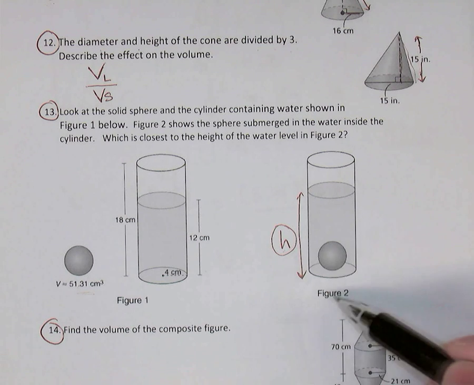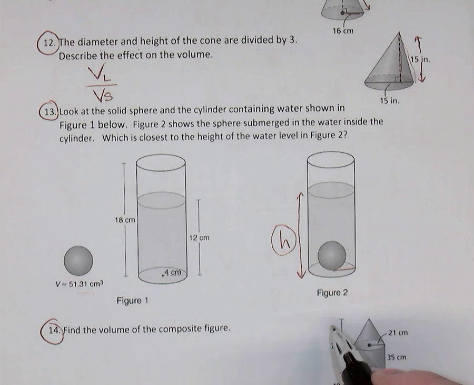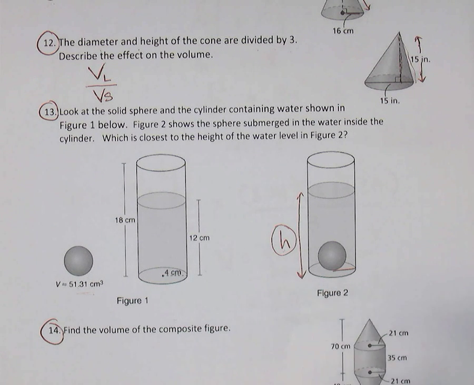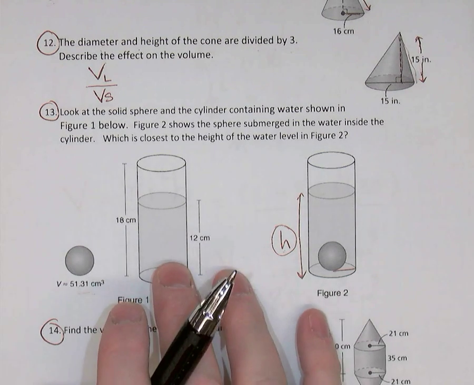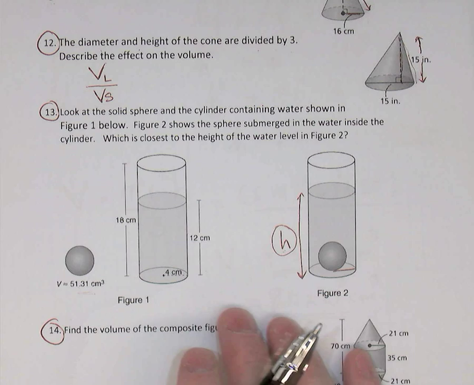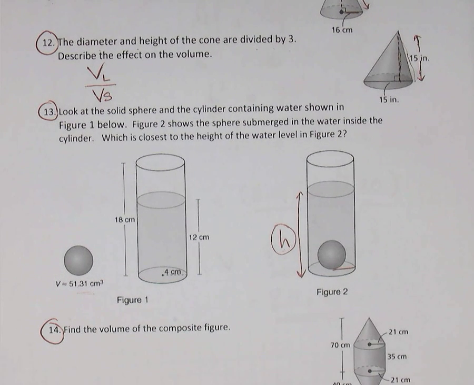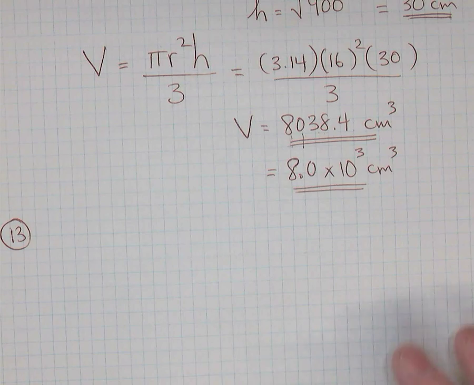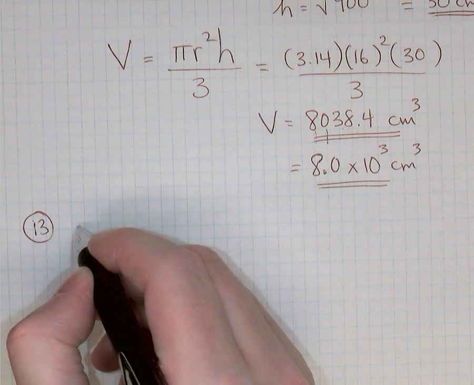If I know the total volume, and I know the radius is still 4 centimeters, I should be able to then go find the height. There's the third step. So step 1, I'm going to find the water's volume in the original cylinder. Step 2, the total volume after the sphere was added. And then step 3, I'll find the depth of the water. There's my plan. So let's start by finding the volume of the water in the original cylinder.